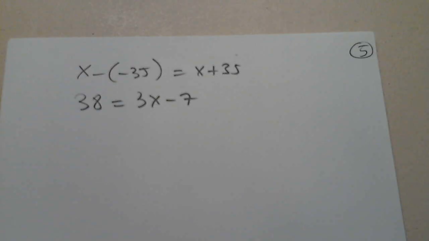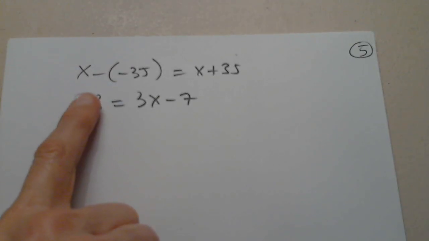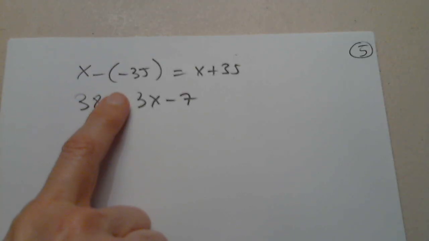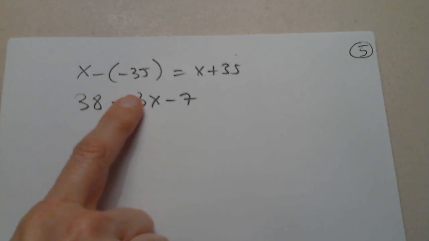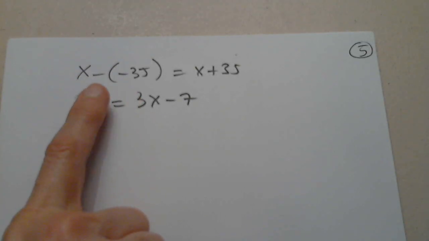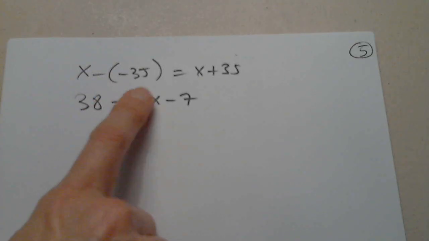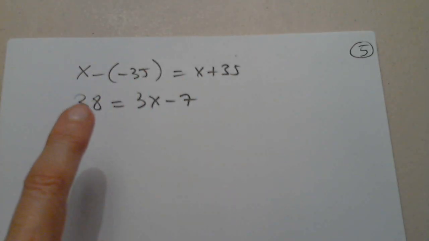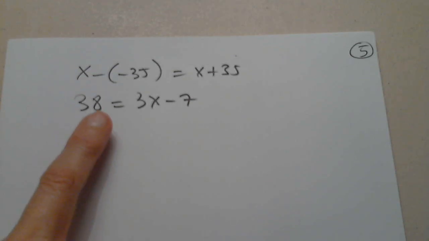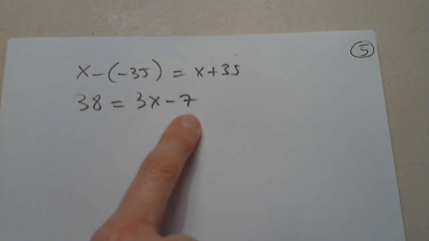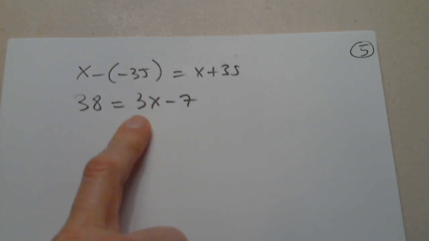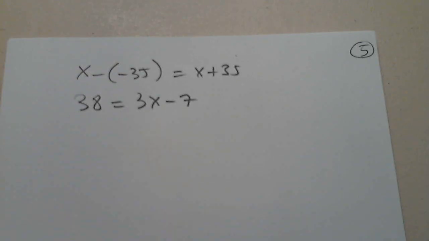Oh, of course, I got a different number. Oh, a different problem, of course. Okay, so negative 35 less than a number. It's x minus, or x plus 35. This one was 38 is 7 less than three times a number.